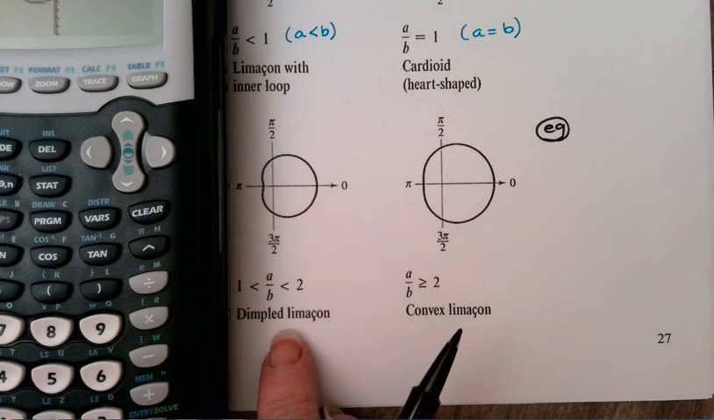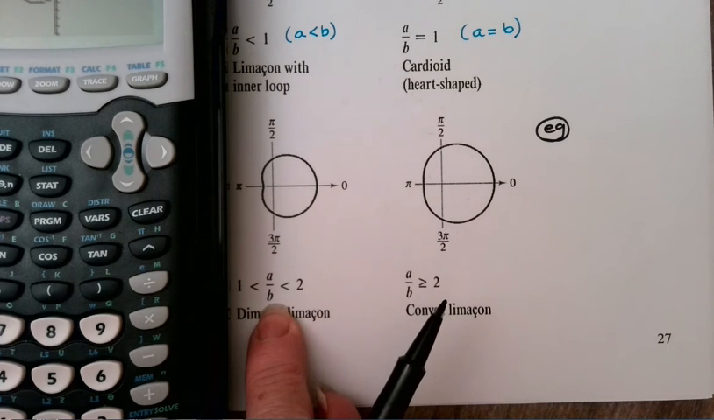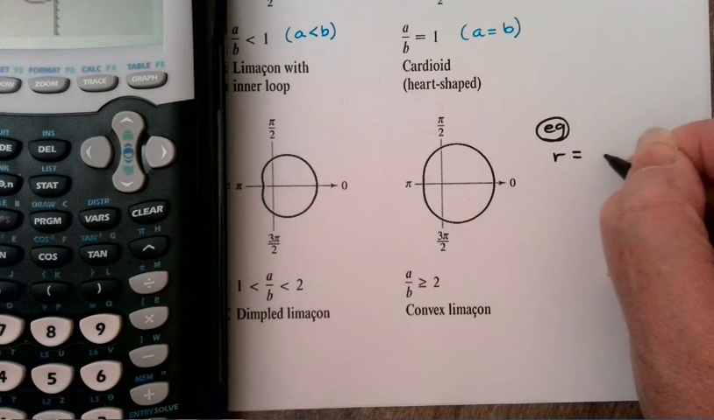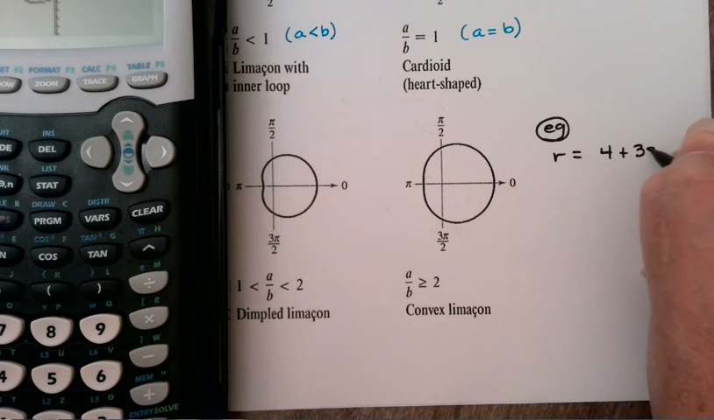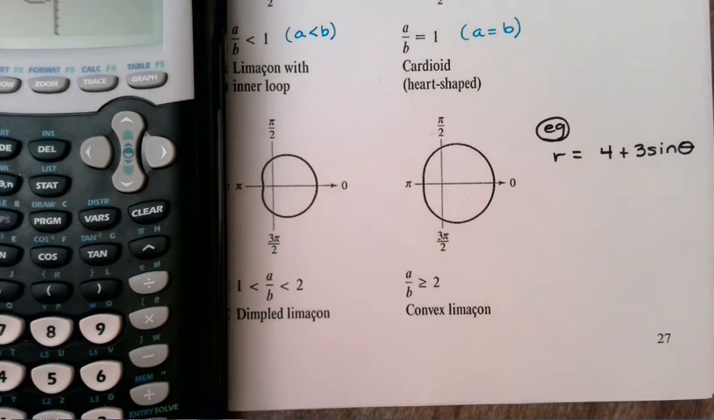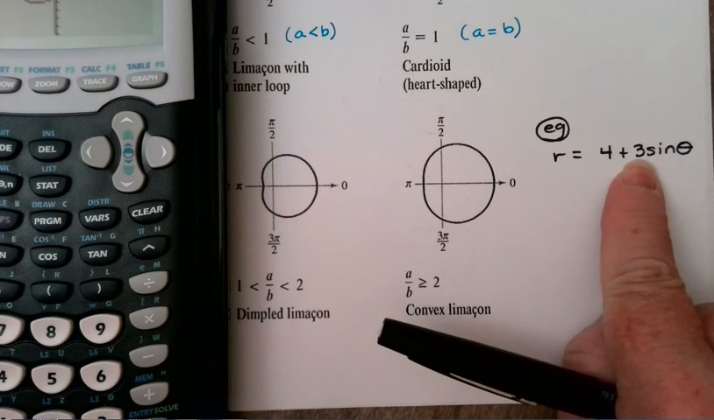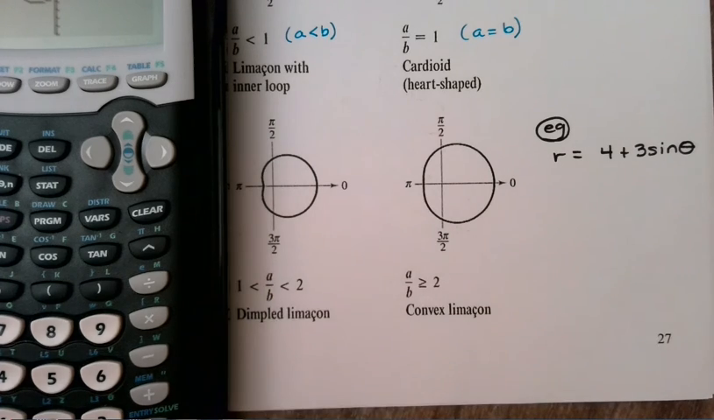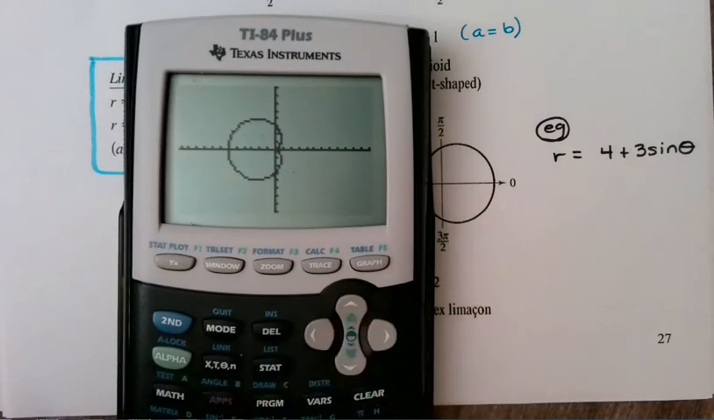Let's see. I'd like to do a dimpled limaçon next, and I have to have the fraction a over b between 1 and 2. I think this time I've done a couple cosines. Let's try a couple sines and see what that does to our graph. So let's do r equals 4 plus 3 sine theta. Notice my a over b would be 4 over 3. 4 over 3 is between 1 and 2. So I should be in this situation. Let's try it out.